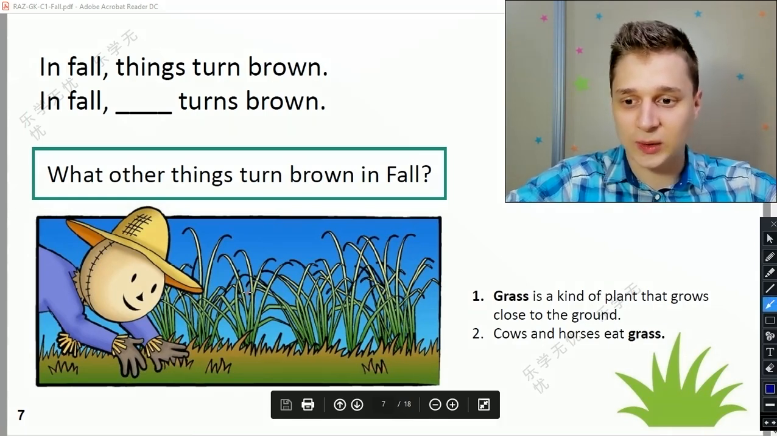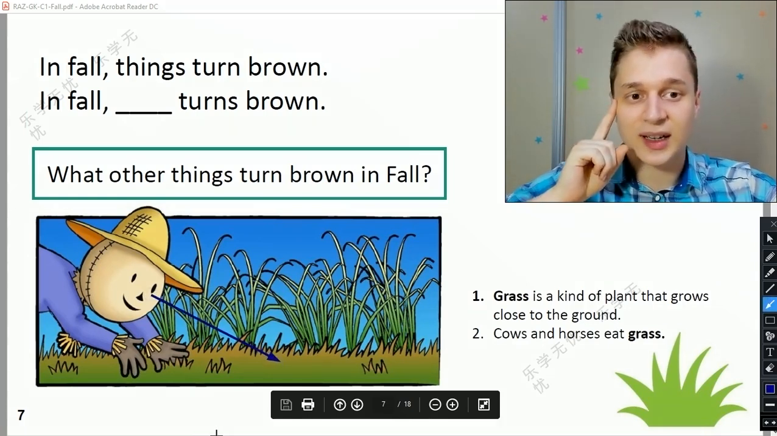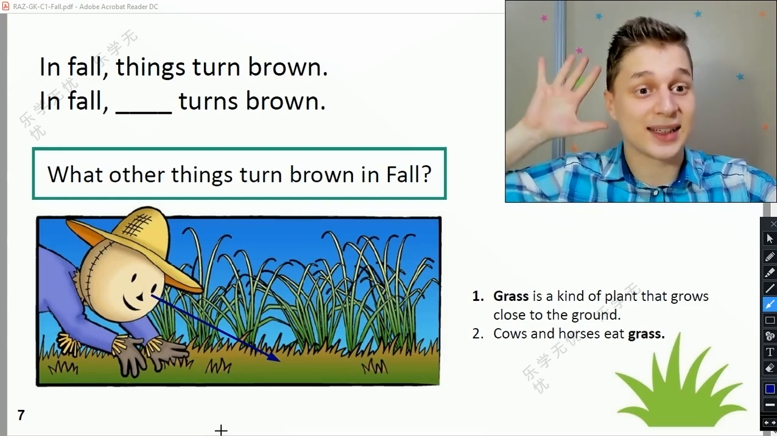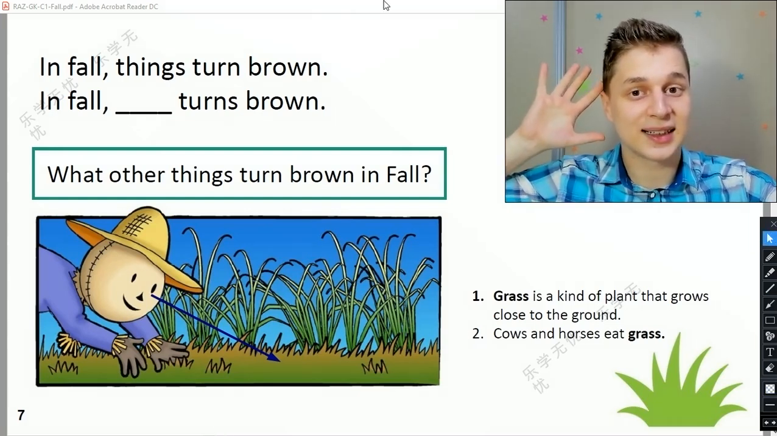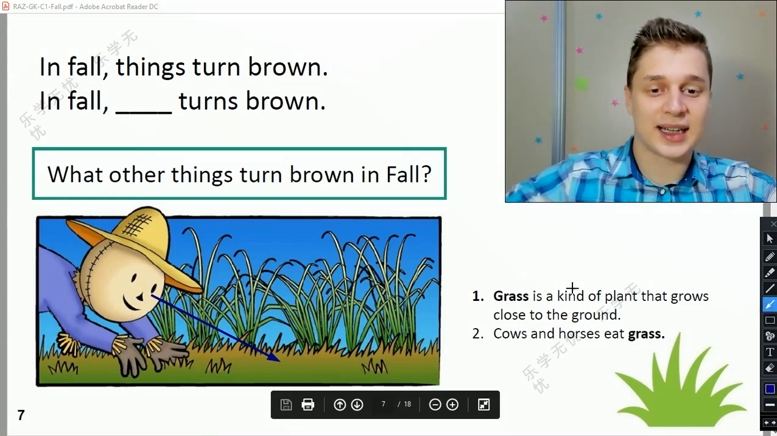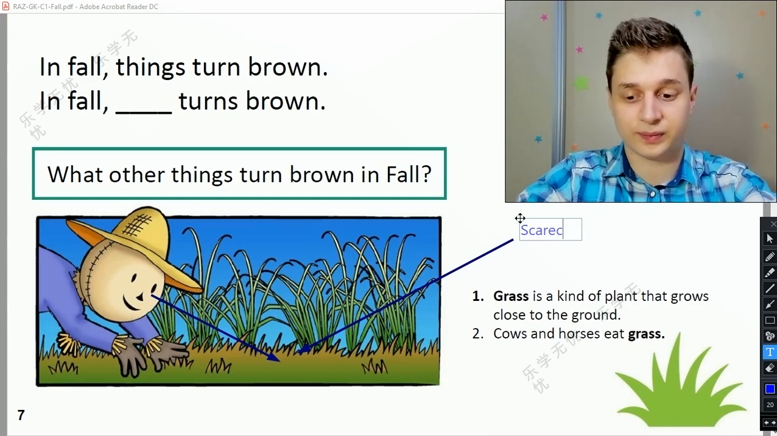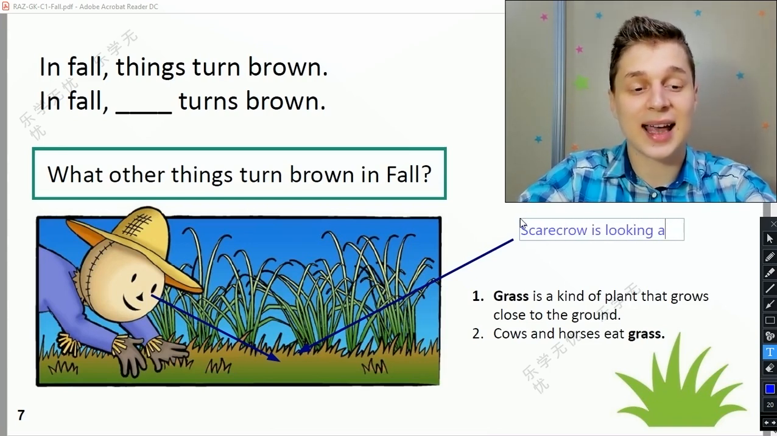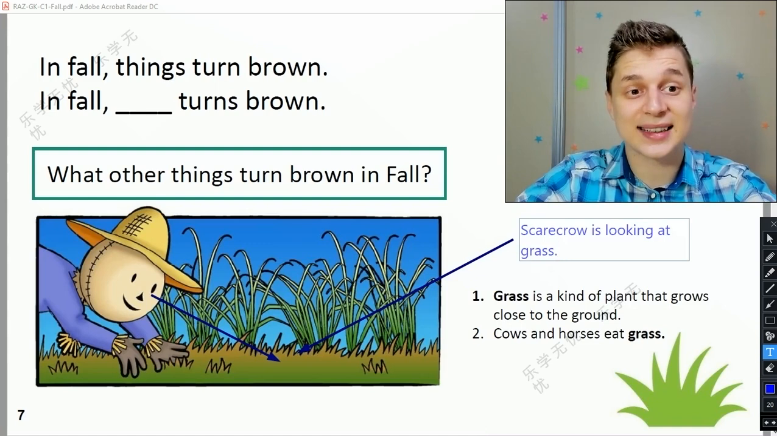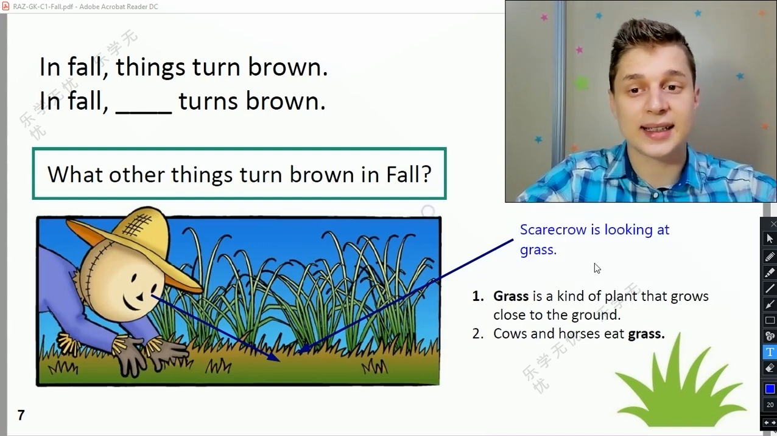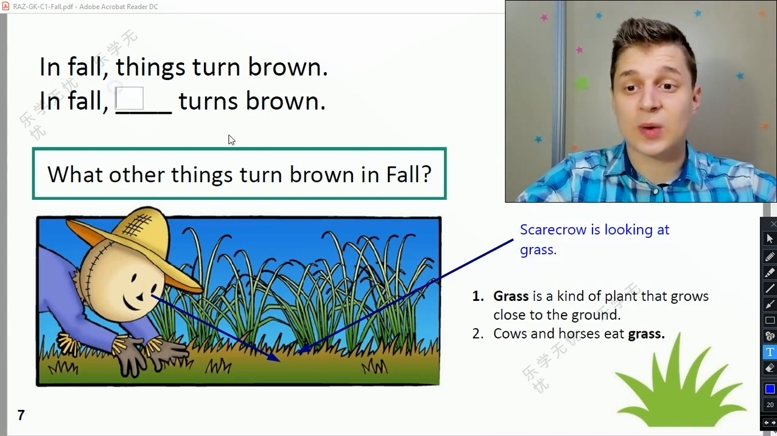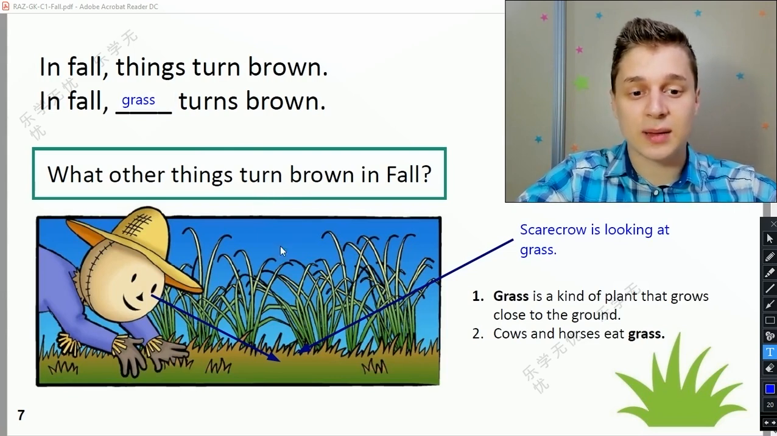What is Scarecrow looking at in this picture? What's he looking at? Can you tell me? One way to answer this question would be, Scarecrow is looking at grass. That's it. That's all we need to say. In fall, grass turns brown. Grass is just about to die before winter comes. That's why it turns brown.